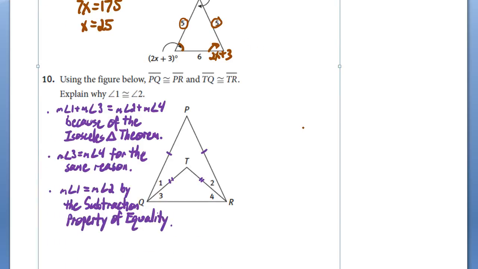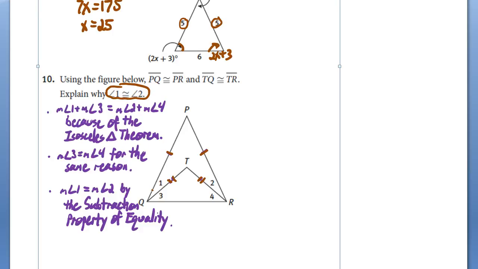Number 10, using the figure below, segment PQ is congruent to segment PR, so that's congruent to that. And segment TQ is congruent to TR, so that one's congruent to that one. Explain why angle 1 must be congruent to angle 2. Our explanation might go something like this.